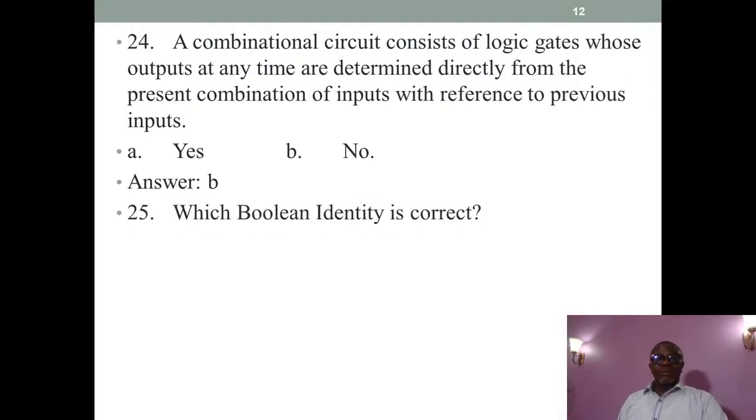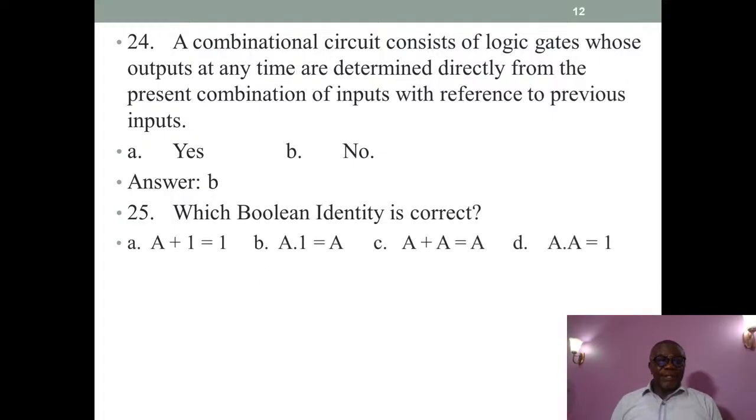So which Boolean identity is correct here? A: A or 1 equals 1. B: A and 1 equals A. C: A or A equals A. D: A and A equals 1. Which one is correct? We say D.